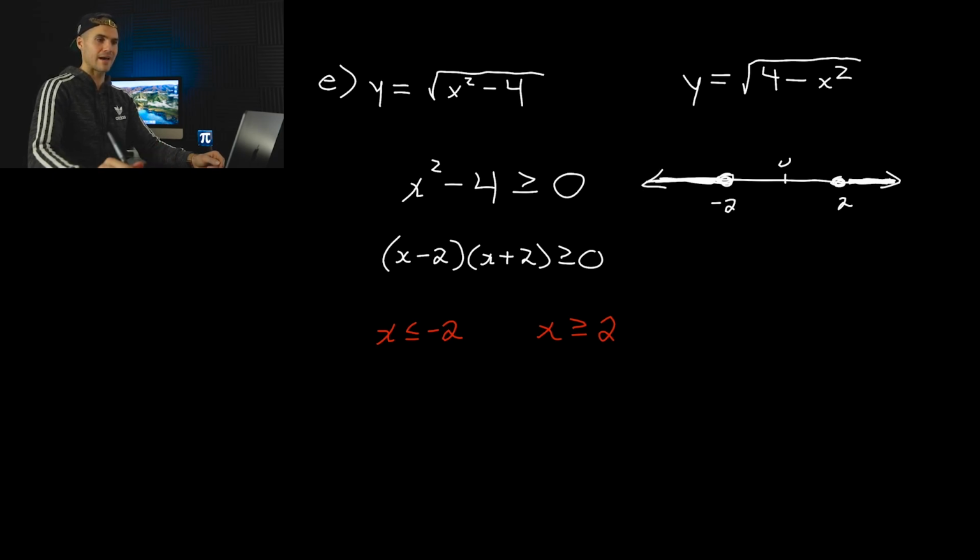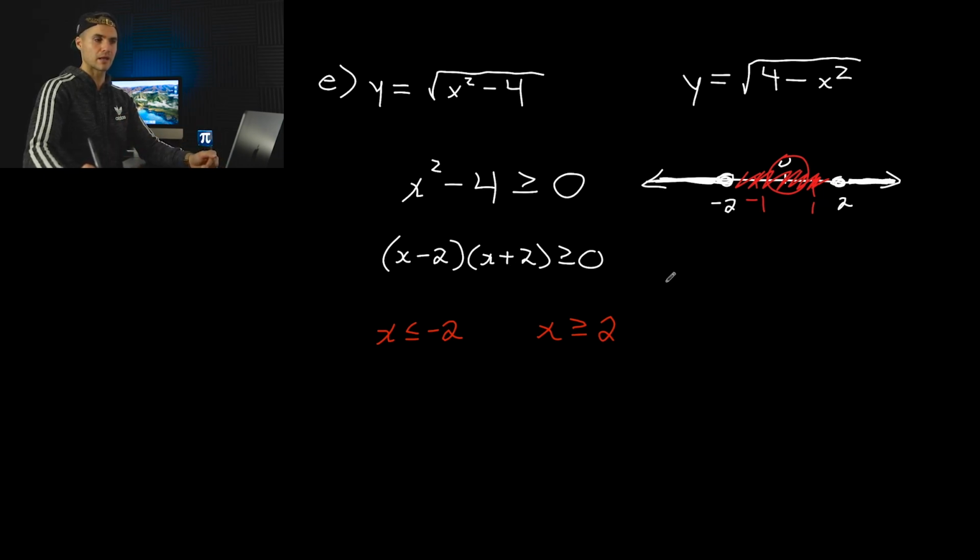Any x values in between are not going to work on this relation. If you pick any x value in between, like 0, for example, if you plug in 0 for x, you would get -4 under the square root, and you can't square root a negative. If you pick -1 and plug it in here, -1 squared is +1, minus 4 is -3, can't square root a negative. If I pick +1, 1 squared minus 4 is also -3, can't square root a negative. So any x values here are not going to work on this relation, and so they're not part of the domain.